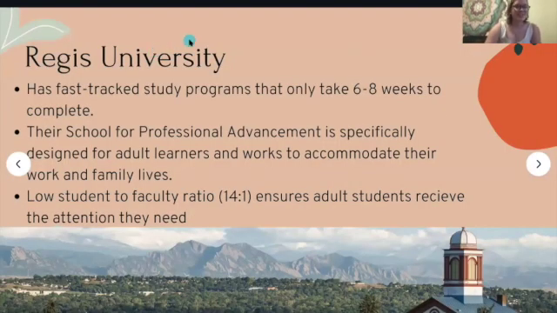And then we have Regis University, which is our only private university here on the list. This has fast-tracked study programs that only take 6 to 8 weeks to complete, so they're very quick and allow students to complete them on their own time. They have a school for professional advancement that is specifically designed for adult learners and works to accommodate their work and family lives. So kind of like we have a college of education, this is a college specifically for non-traditional students, so they can get further in their careers.